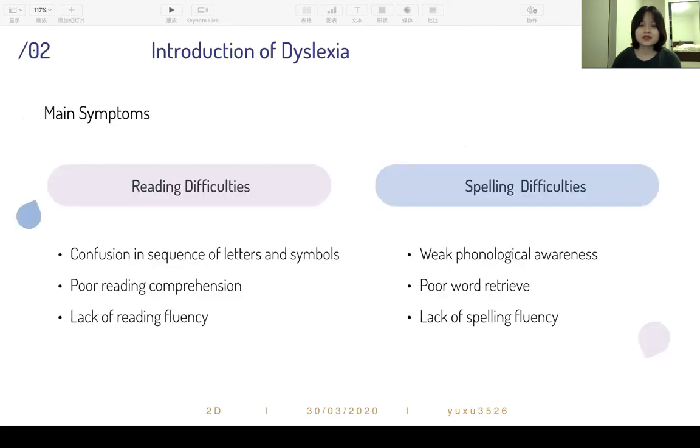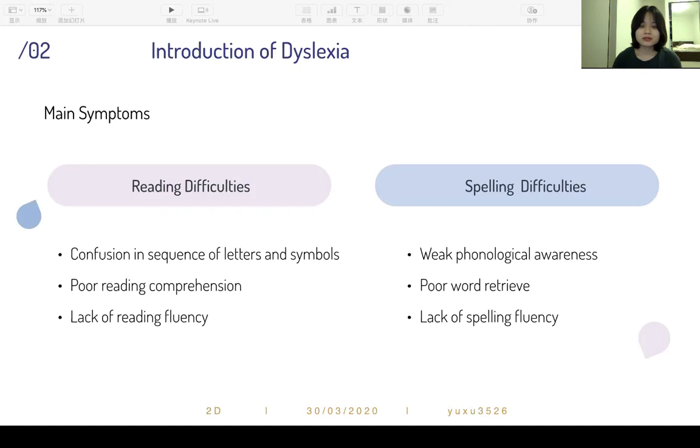Dyslexia affects individuals in very different ways. So there are some symptoms, and they can roughly be divided into two types: reading difficulties and spelling difficulties. The reading difficulties include confusion in the sequence of letters and symbols, which can lead to poor word recognition. Reading difficulties also include poor reading comprehension and a lack of reading fluency.